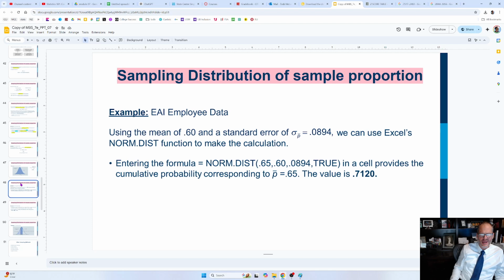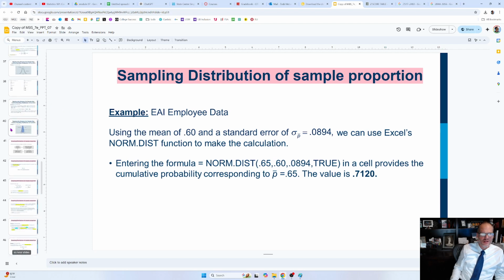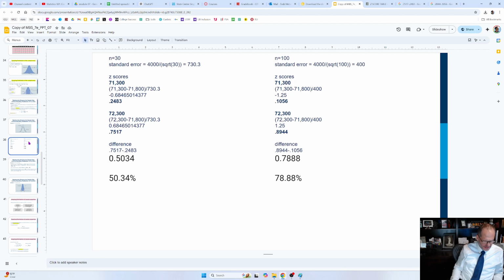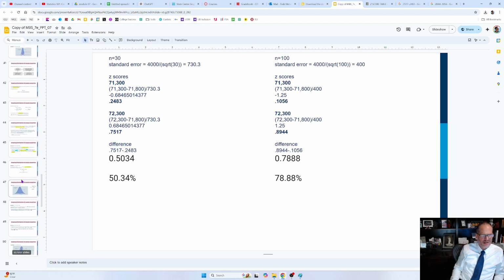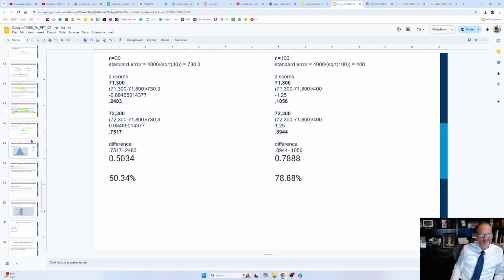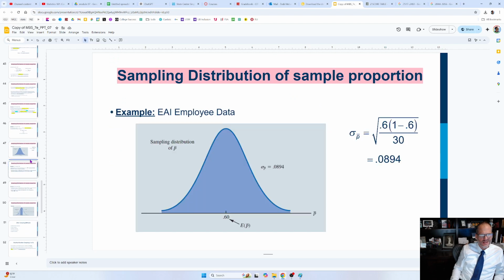When we do that, they did that with Excel here. With a mean of 0.6 and this standard error, we can use Excel's function. You put this formula into Excel, and the value is 71.2. We could also do it the way we did it up here. So I'm just going to grab this and bring it down here. And there's the Excel way. So now we're going to do it this way, okay?